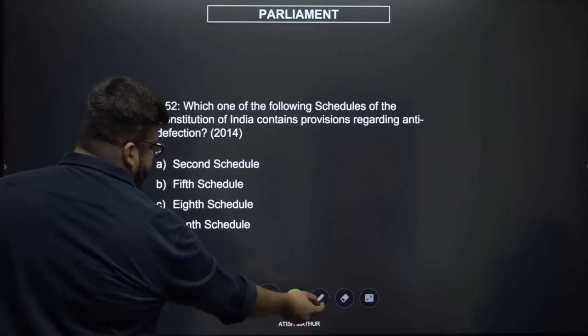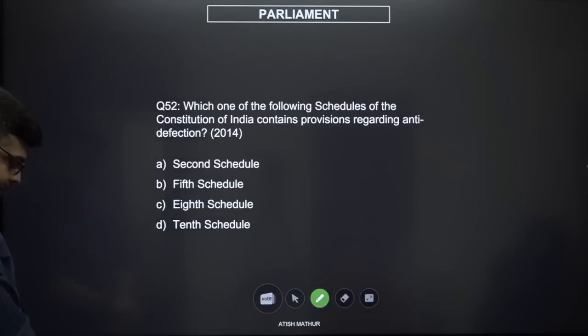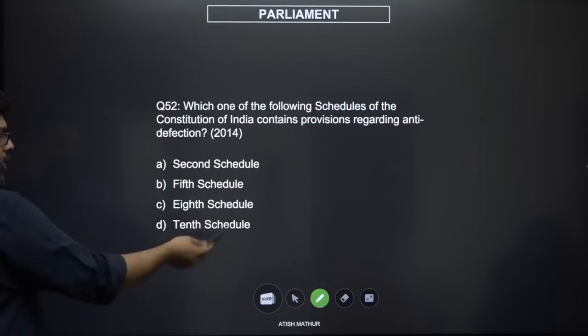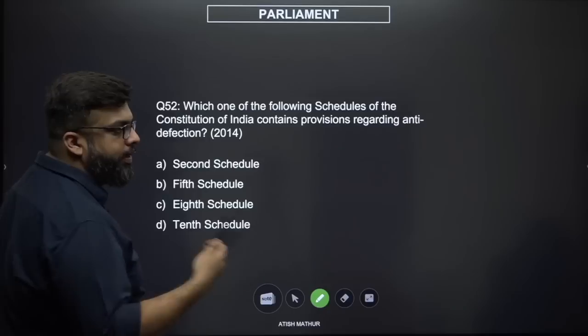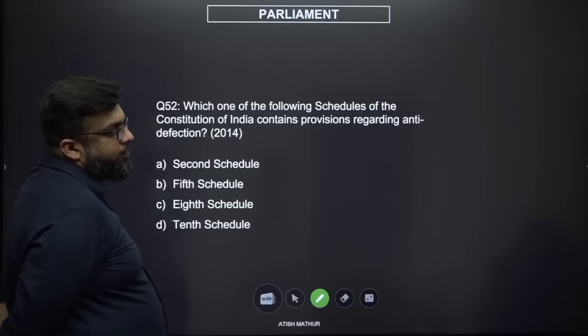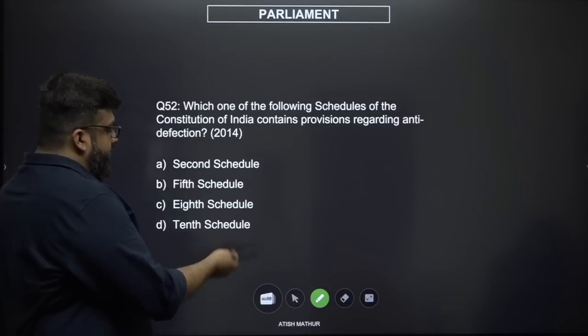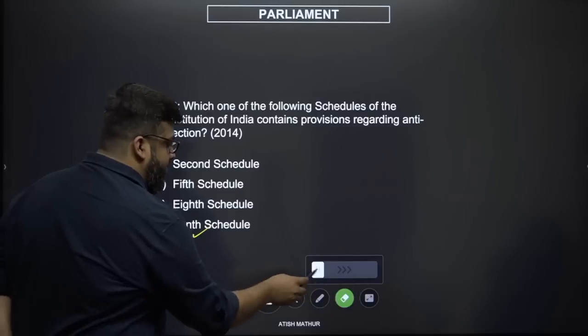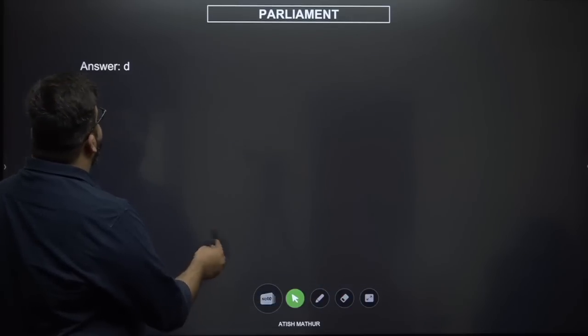Now, next. Which of the following schedules of the Constitution contain provisions regarding anti-defection? 2nd, 5th, 8th. 8th is languages, 5th is scheduled tribes, 2nd is oaths or something like that. So your option would be 10th, which is very simple, 52nd Amendment 1985. 10th schedule is for anti-defection. The answer would be the 10th schedule. This doesn't even require us to apply our brains.